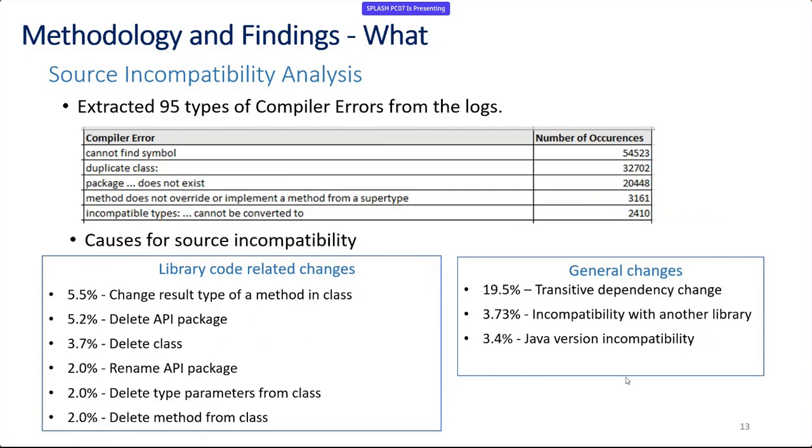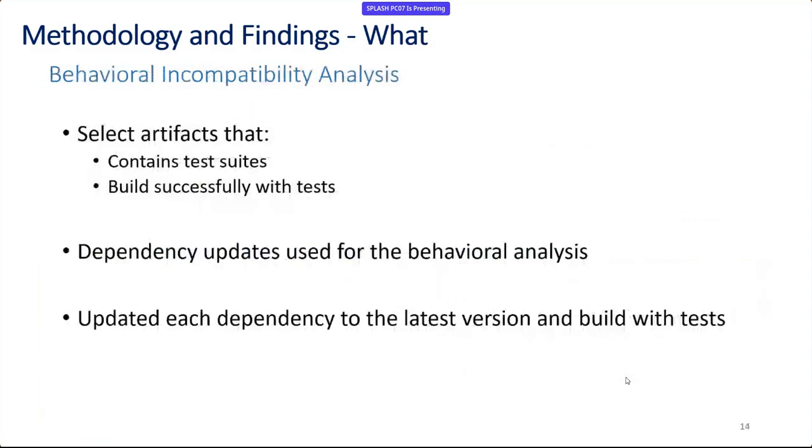And the general changes that were causing these compilation errors were due to transitive dependency changes and incompatibility with another library or Java version, incompatibilities in general. So these are all related to this first incompatibility analysis, which can be detected using compilation errors.